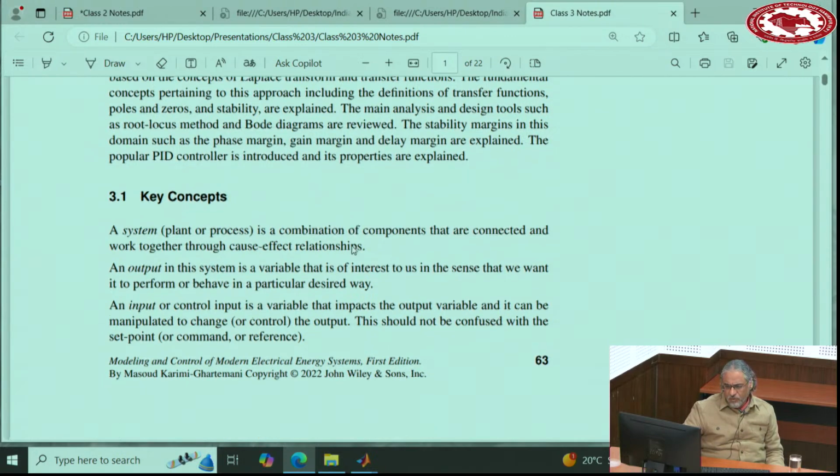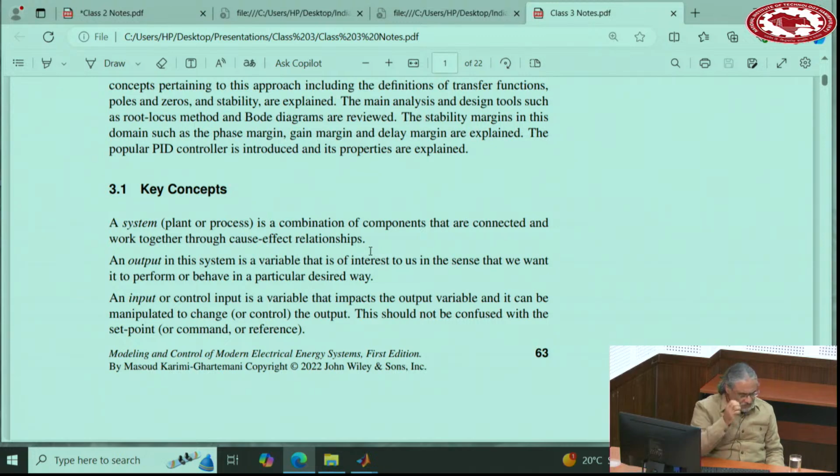But before going to details, let's at least define a few terms, because we use these terms all the time in control. It could be a system, a plant or a process. It's a system that you want to control. If it's a converter, we call that converter a plant or a system or a process. These are the terminologies that people use.